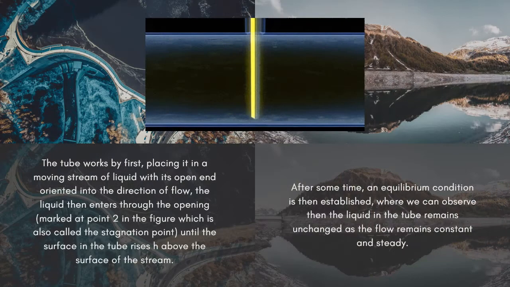Let us observe the GIF above. The tube works by first placing it in a moving stream of liquid with its open end oriented in the direction of flow. The liquid then enters through the opening until the surface in the tube rises h above the surface of the stream. After some time, an equilibrium condition is established, where we can observe that the liquid in the tube remains unchanged as the flow remains constant and steady.